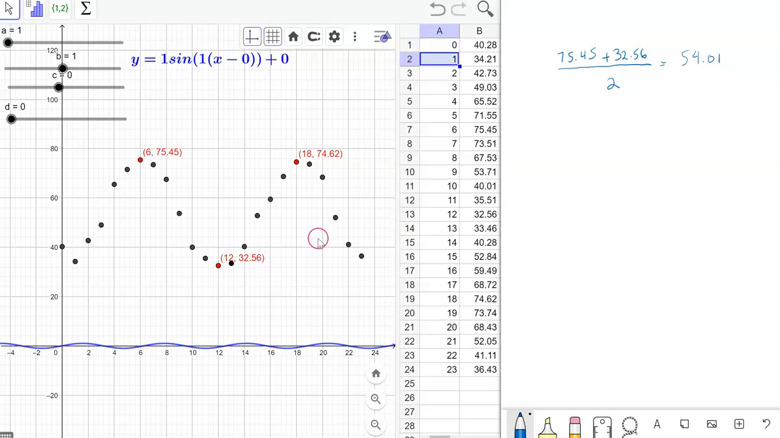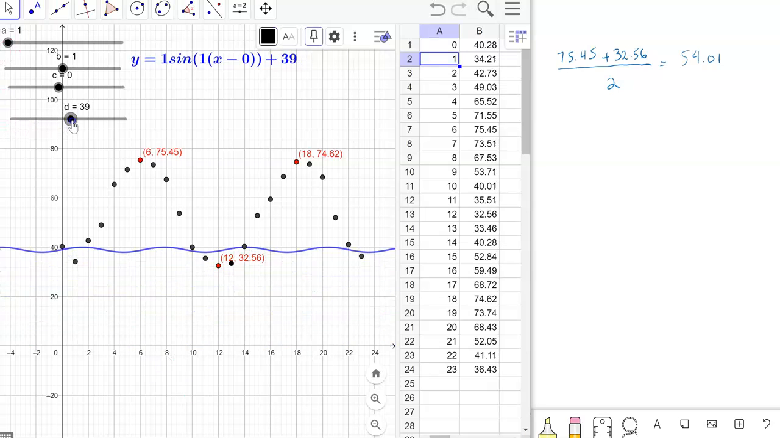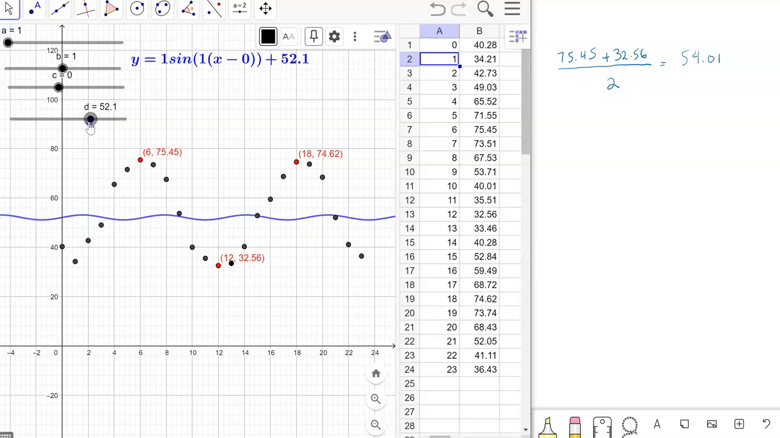54.01. So what that means is if I shift a sine graph up by 54.01, so let me do that, 54, okay, so 54 in this case is the best I can do, I believe. Yes. Okay, so 54 roughly. And that, notice, it's roughly where the middle of this graph is going to be.